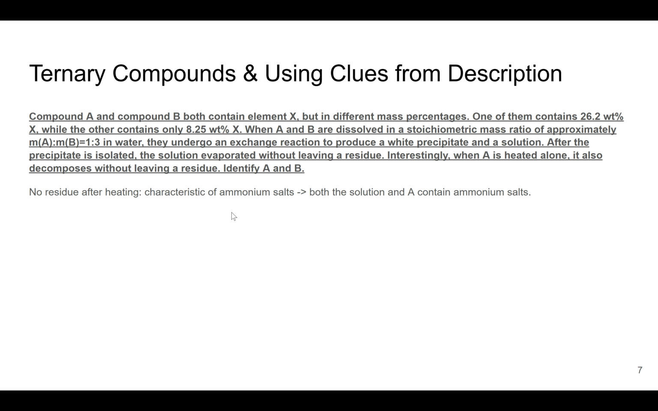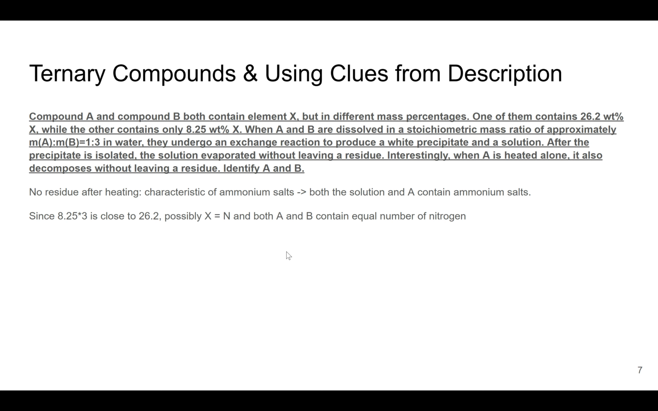So the biggest clue from this description is no residue after heating, and that's very characteristic of ammonium salts. You might not know this, but ammonium salts such as ammonium chloride, ammonium nitrate, and ammonium carbonate decompose without leaving behind a residue. That is, after decomposition, all of the products are gaseous. So this clue basically hints to us that both the solution and A contain ammonium salts.